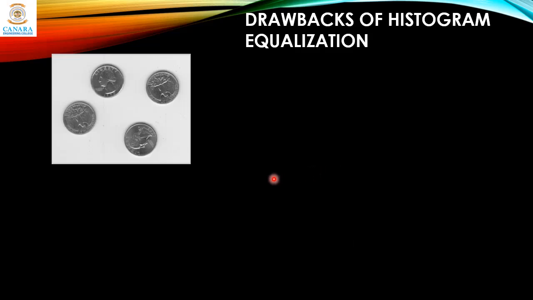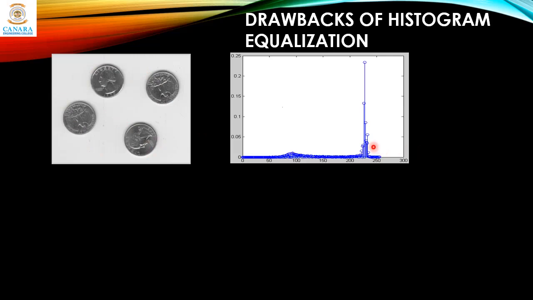Let's consider this example as input image. This is an image with white background and coins on top of it, and as you can guess, this image is a bright image, and the contrast is also not good. So the histogram will look like this. More components are located on the brighter side, around 230 to 235, and in all remaining areas you have low values.